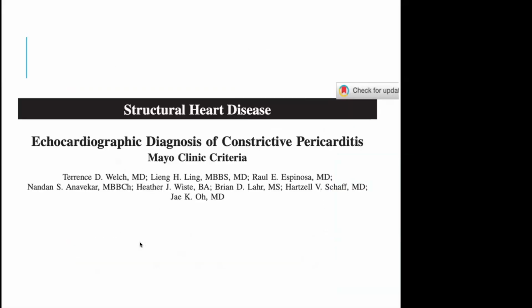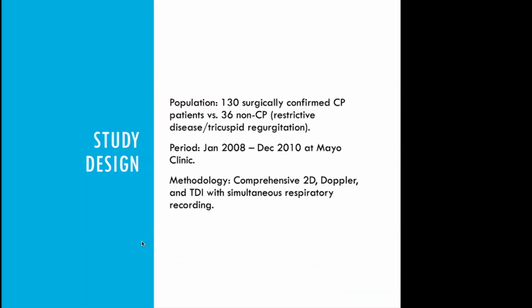Next, we're going to talk about an important paper by Walsh et al. and go over echocardiographic criteria they studied in the diagnosis of constrictive pericarditis. Within their study, they looked at 130 patients with constrictive pericarditis and 36 patients with similar non-constrictive pericarditis disease, namely restrictive disease and tricuspid regurgitation. This was between January 2008 and December 2010.